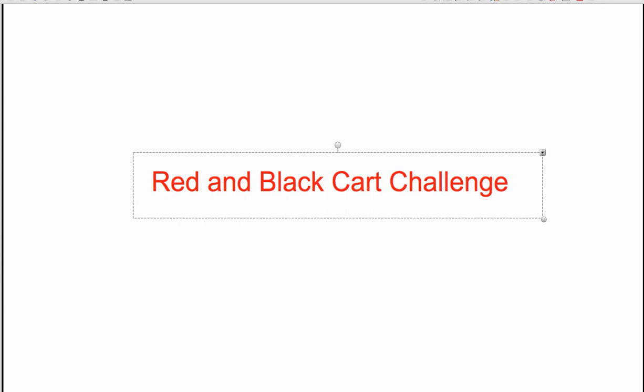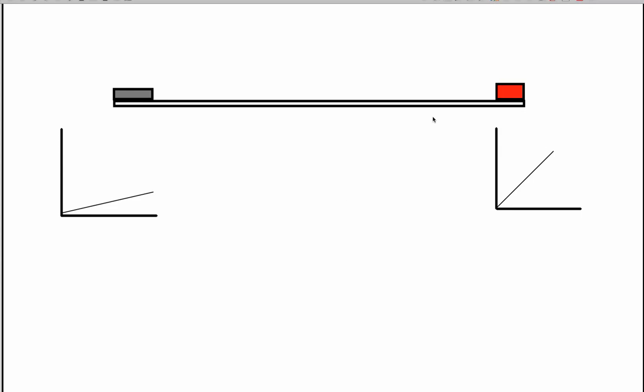In this video, I'm going to talk about a solution to the red and black cart challenge. That is the one where we have two carts, a red cart and a black cart, and we send them down the track together, and we have to predict where they will collide.